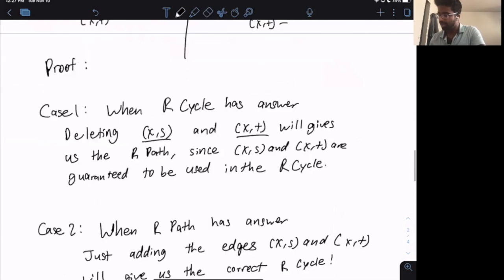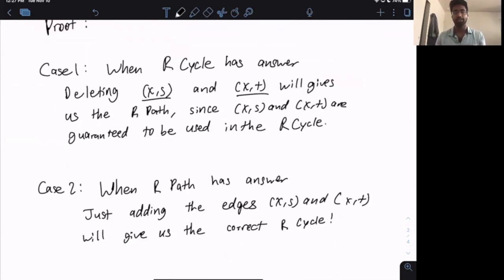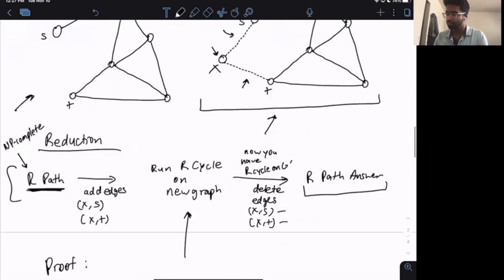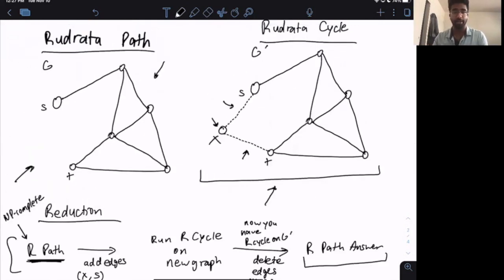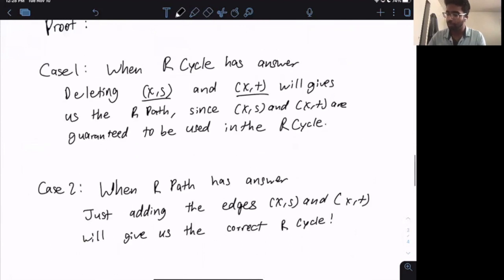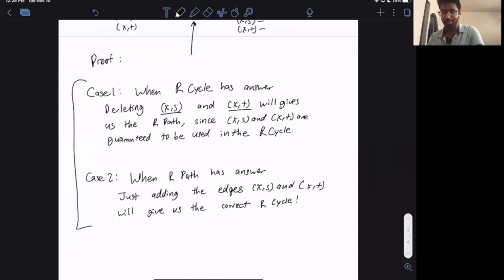Case 2 is when the Hamiltonian path problem has an answer; you also know that you would have an answer for the Hamiltonian cycle problem. This is the other way around. All you'd have to do is, let's say you have a Hamiltonian path here. To convert it to a Hamiltonian cycle, you add this extra node X and connect XS and XT. Then you can easily find a Hamiltonian cycle by just adding those two edges into the path. So that's both ways of the proof as to why this reduction works. And there's one last really important component that a lot of people sometimes miss.